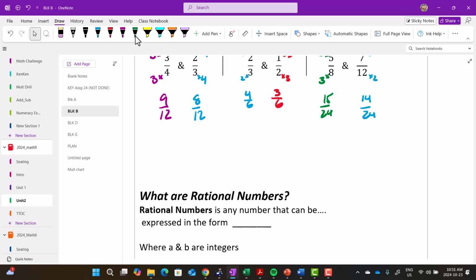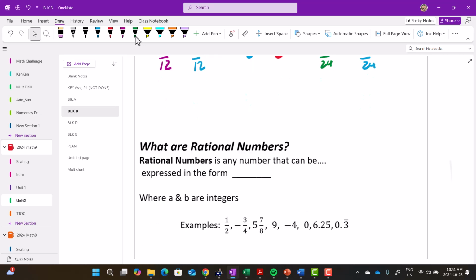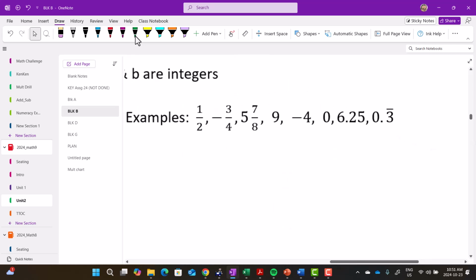And where students go wrong is if I give you a list like this, students usually go, okay, this one's a fraction, so this one's a rational. And this one's a fraction, so it's a rational. And this one's a fraction, this is a rational. And they get some of the marks. They don't get all of them. There's a little bit more to that definition. So a rational is not just a fraction, but any number that can be turned into a fraction.